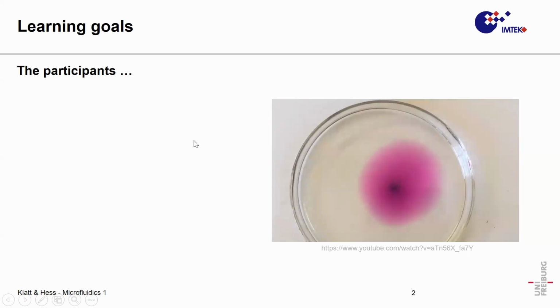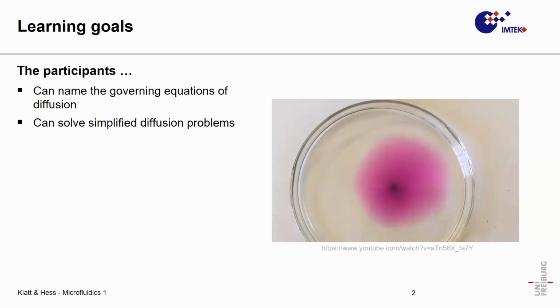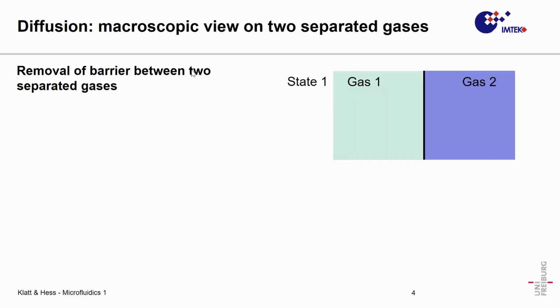To understand this effect, we first have to get to know the governing equations and understand the principle of diffusive mass transport. Then, based on these equations, we will have a look at a simplified problem, and we will use these equations to determine the mass flow induced by diffusive effects. Okay, then let's start with a theoretical consideration.